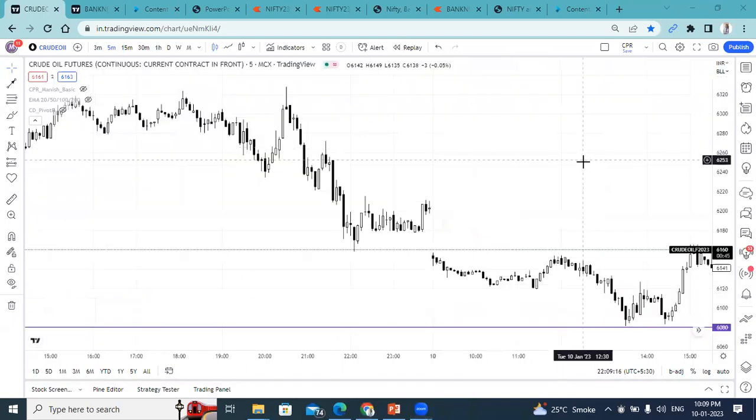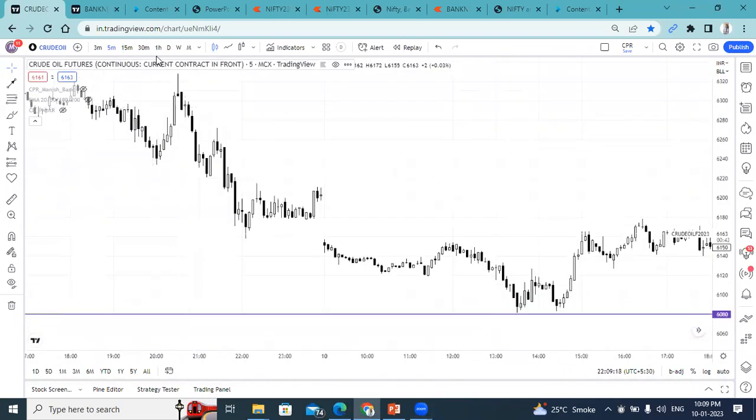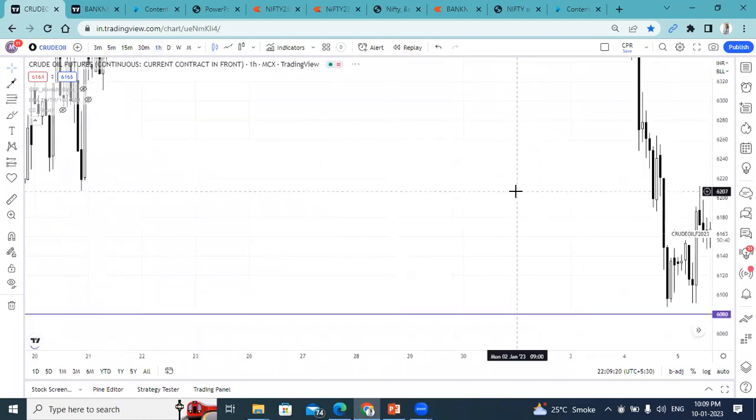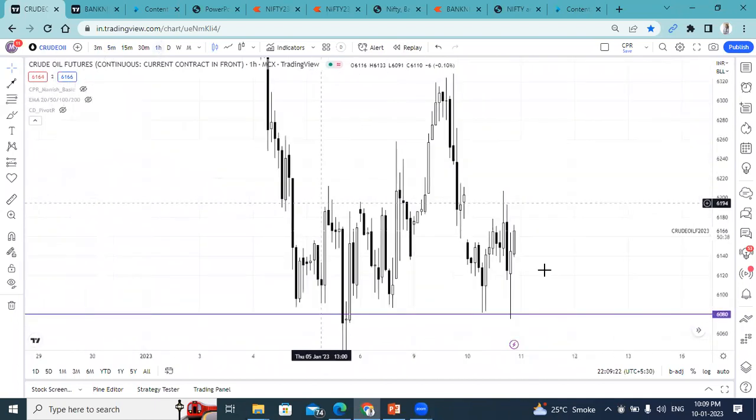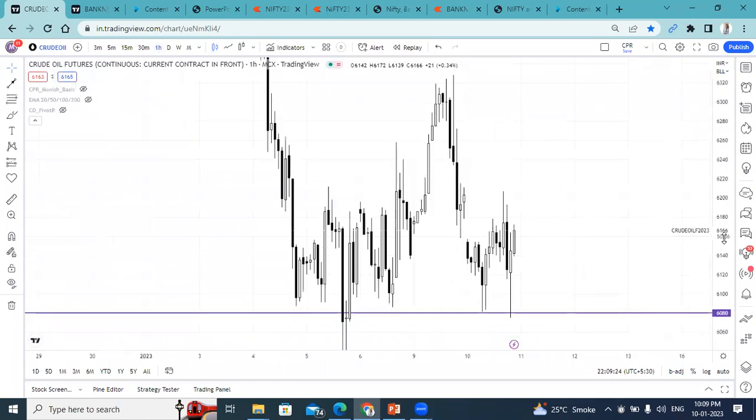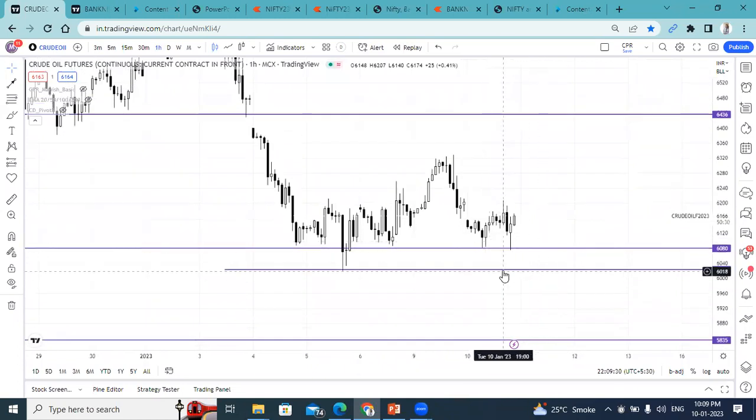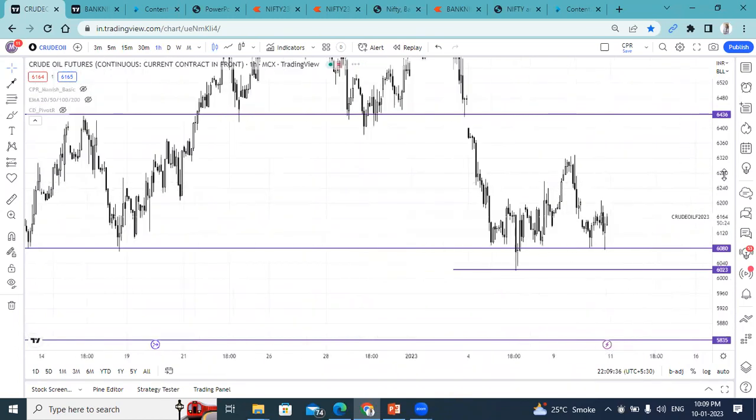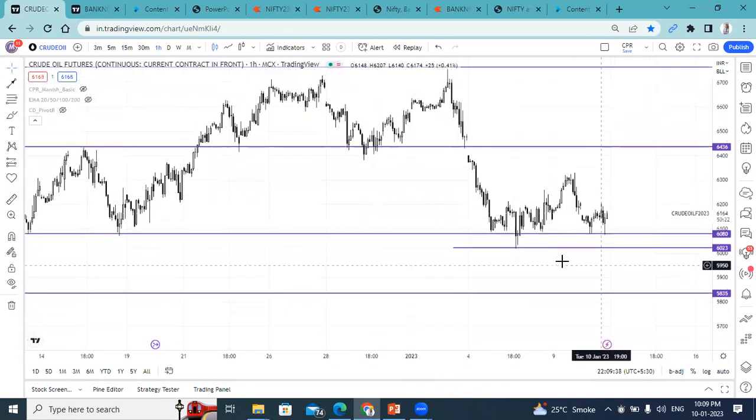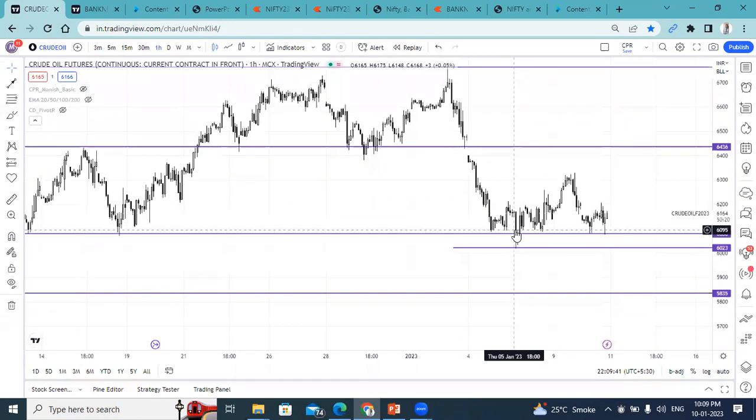So here you can see this is the crude oil graph. I will show you on the hourly time frame. Okay, this is the support zone for crude oil. Below 6080, we can expect the 6020 level. Below 6020, crude oil will be very bearish. You can get a very good trade below the 6020 level. So you can observe these levels on the hourly time frame.